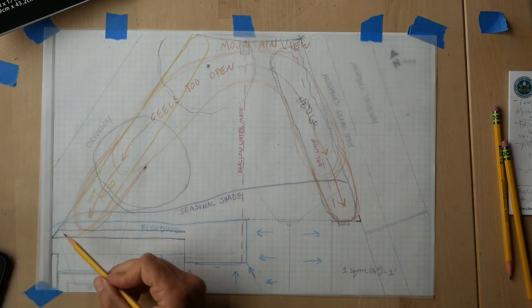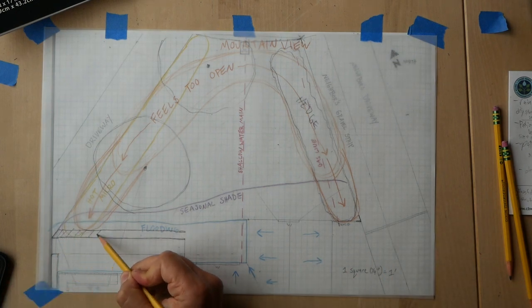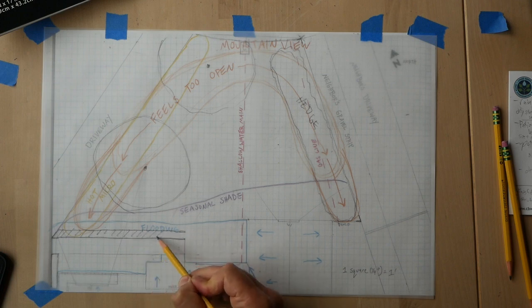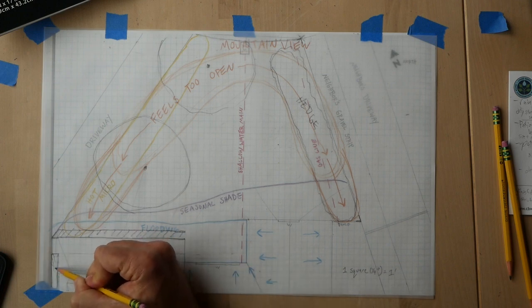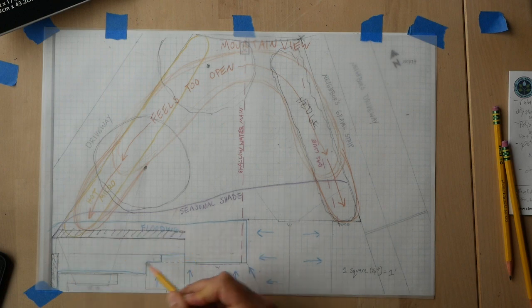And we were very constrained through this area. I'll make some lines just to indicate the area that we're thinking about here. We were very constrained through this area. French drain was sort of the only option.